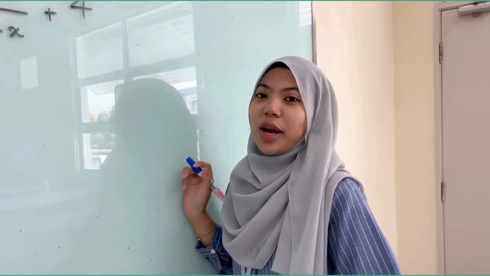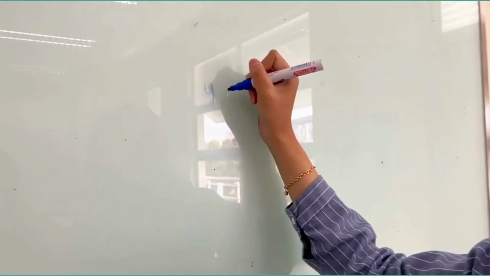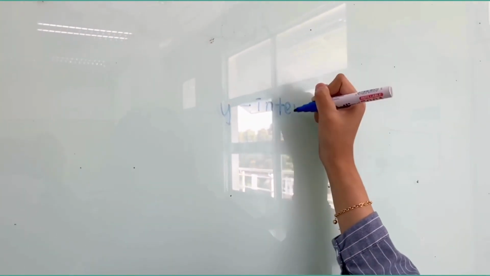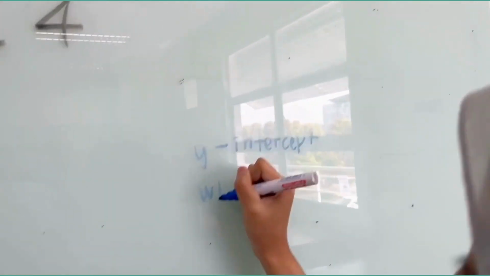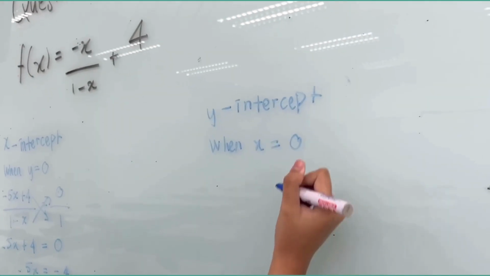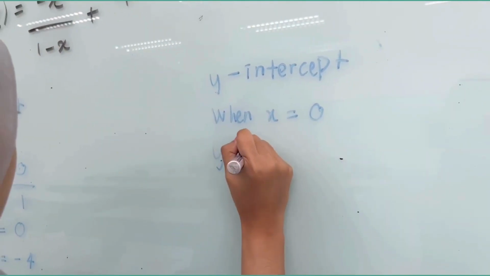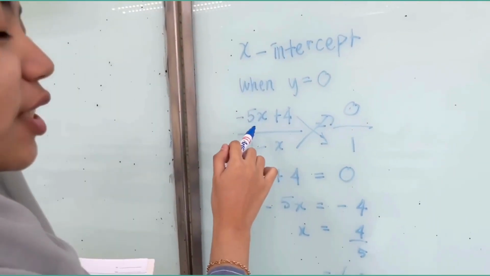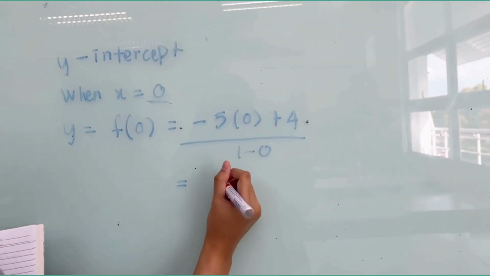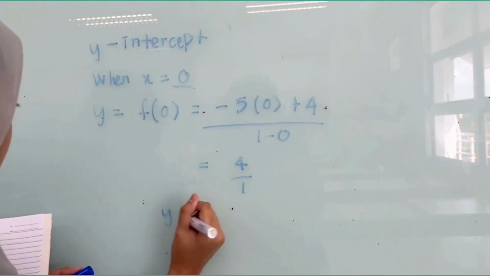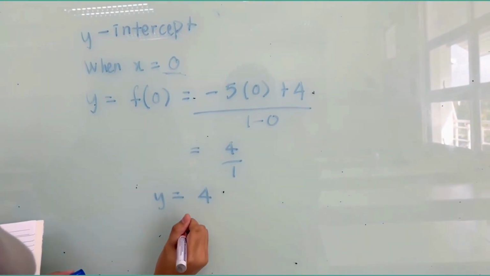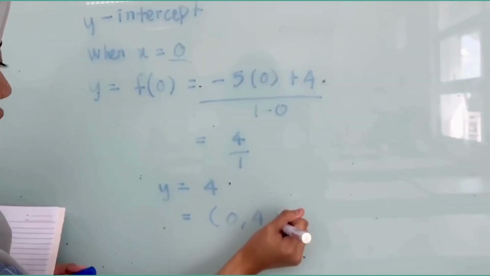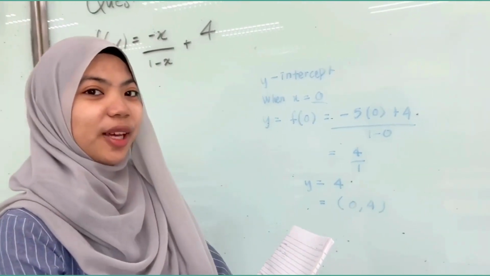Now let's move to the y-intercept. For the y-intercept, we have to make x equal to 0. And then we take this equation and substitute the x to 0. Then we will take 0 and 4 for the y-intercept.